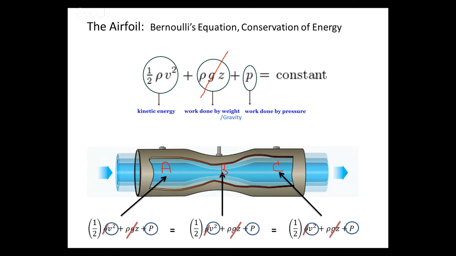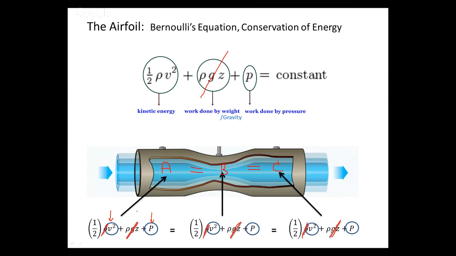So this equation for section A is going to equal the equation for section B, and it's going to equal the equation for section C, which is what I've got down here. I've crossed out the work done by gravity because, like we said, this is a straight, flat pipe. Gravity's not doing anything. I'm crossing out fluid density because the fluid is not changing. It's the same fluid the whole way through. The only parameters left are velocity and pressure in each section. Does that make sense so far?